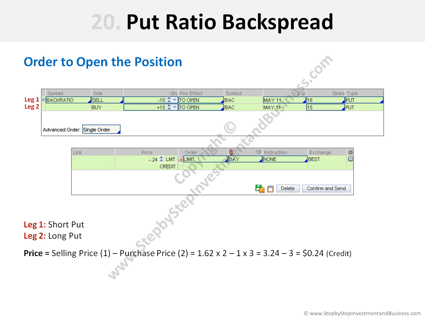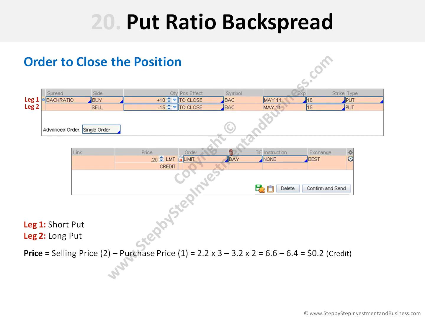The entered price is given by the difference between the selling and purchase prices, that is, the premium received minus the premium paid. In this case, 1.62 multiplied by 2 minus 1 multiplied by 3, which is equal to 24 cents. This is the money expressed per share that will be credited to our account when the order is filled.